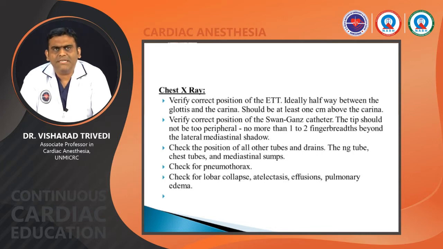The second investigation is chest X-ray. In the chest X-ray, you should see the correct position of the ET tube, the correct position of the Swan-Ganz catheter if the patient has one, and the correct position of all other tubes and drains, mainly the patency of the drains. Check for pneumothorax, if it occurs during the shifting, and check for any collapse or atelectasis.